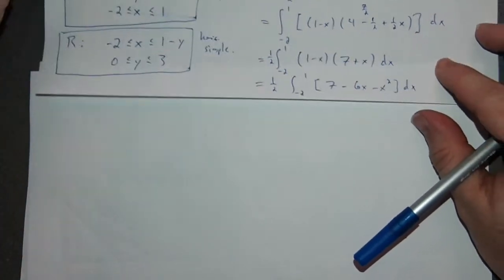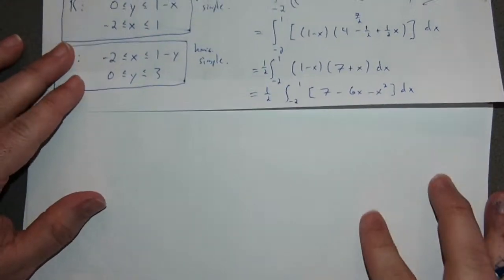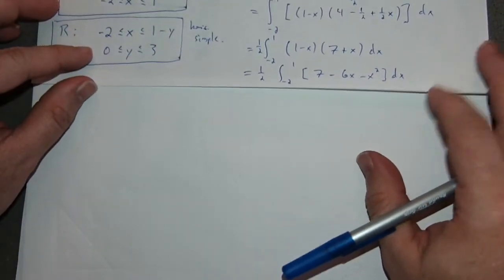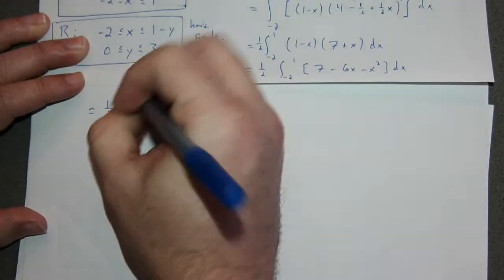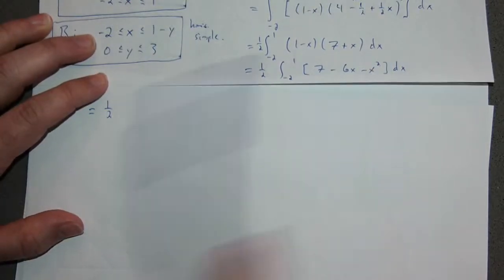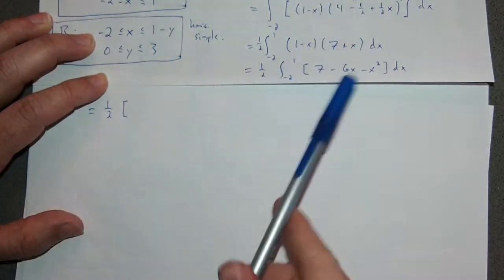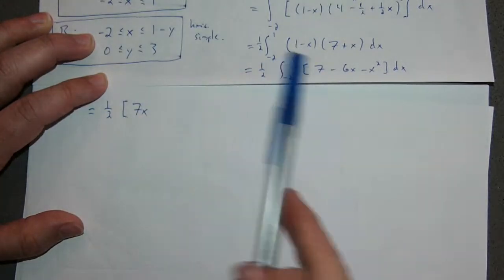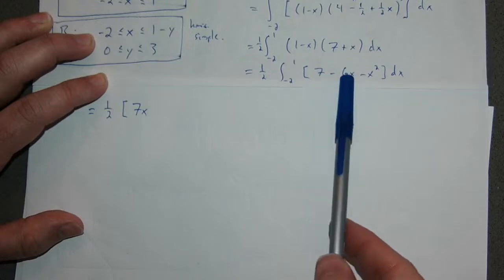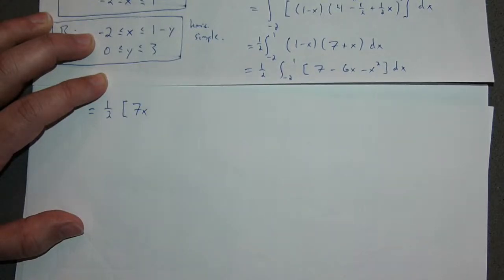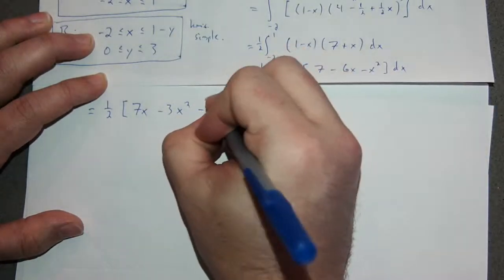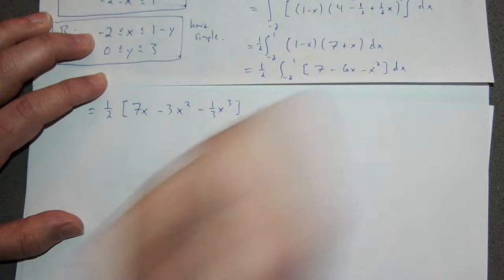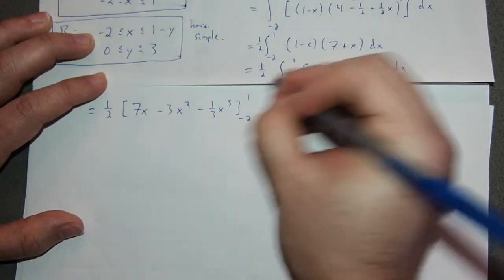So, leaving that kind of on the page, this is equal to 1 half times, and now I'm going to integrate this term by term. So this is 1 half times 7x minus, so the integral of 6x dx is 6x squared over 2, so this is minus 3x squared, minus 1/3 x cubed, and this is evaluated from minus 2 to 1.